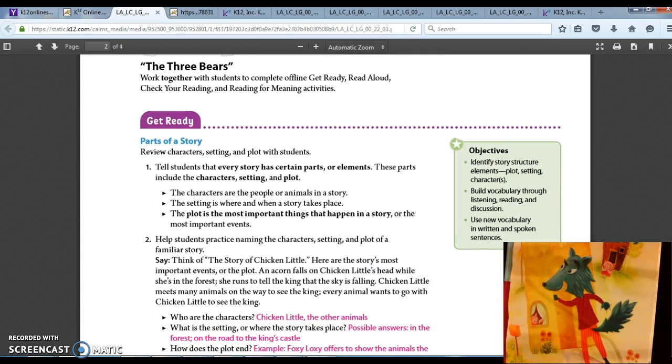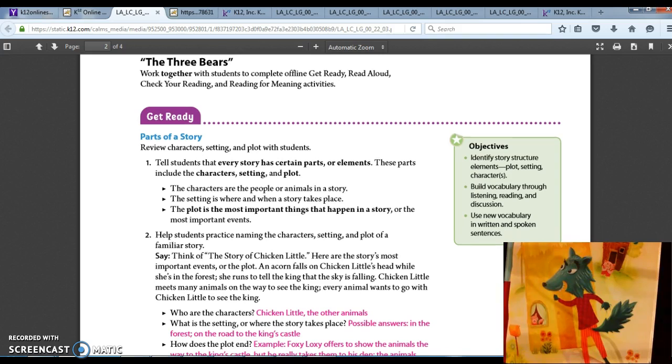All right, we're going to talk about parts of a story. We're going to talk about characters, setting, and plot. These are some terms that we have used in our Class Connect sessions. So the characters are the people or animals in a story. The setting is where and when a story takes place. The plot is the most important things that happen in a story, or the most important events. So those are parts of a story that we're going to be looking at today.